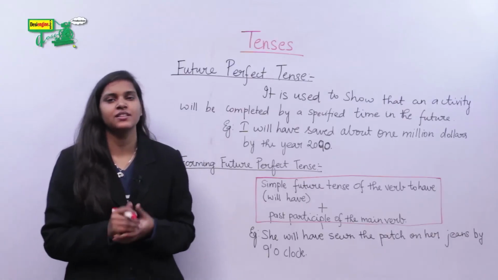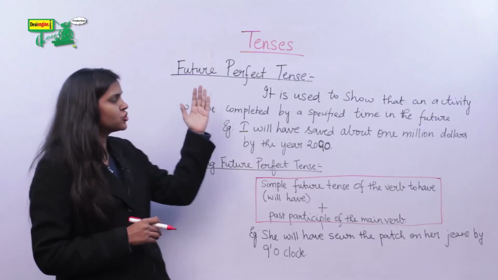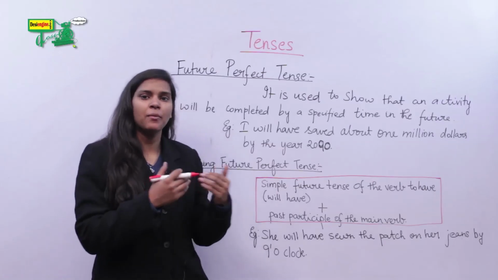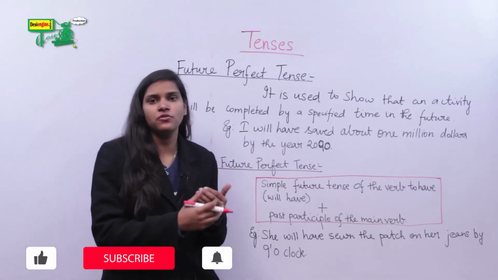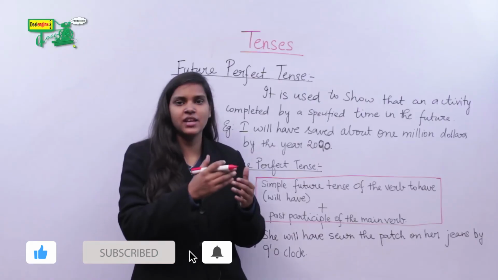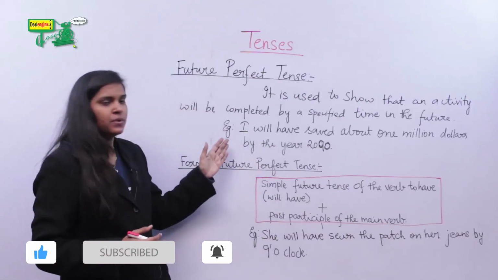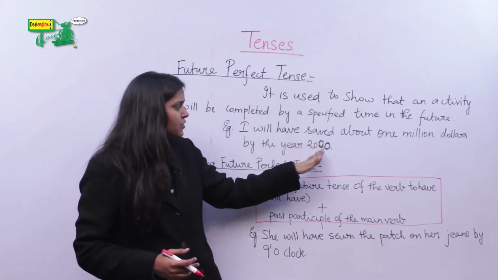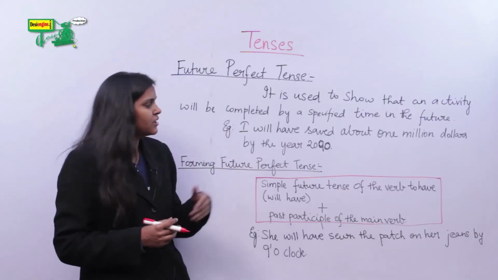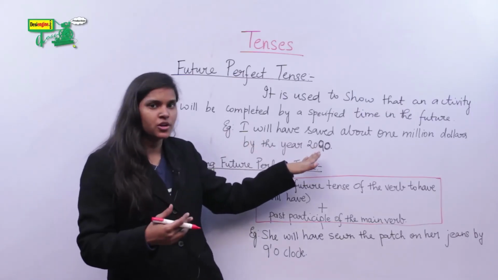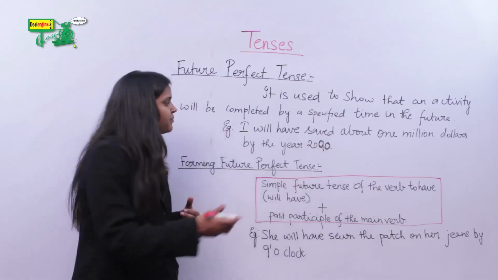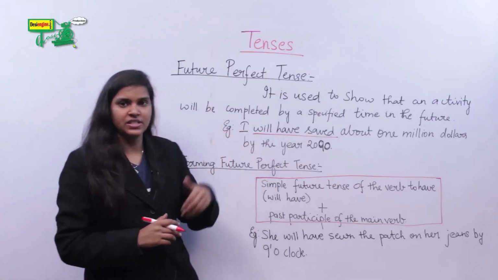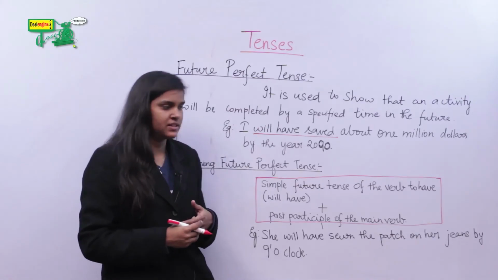Let's discuss the next kind of tense, that is future perfect tense. Future perfect tense is used to show an activity that will happen in the future and the completion of that activity is specified. That is, the time is specified. For example, I will have saved about $1 million by the year 2090. That is, the action will be completed in future by the year 2090. Will have saved is our future perfect tense. That is, it denotes future perfect tense.